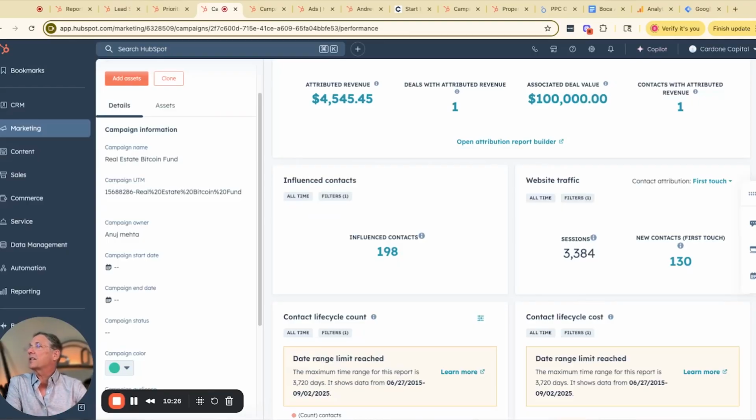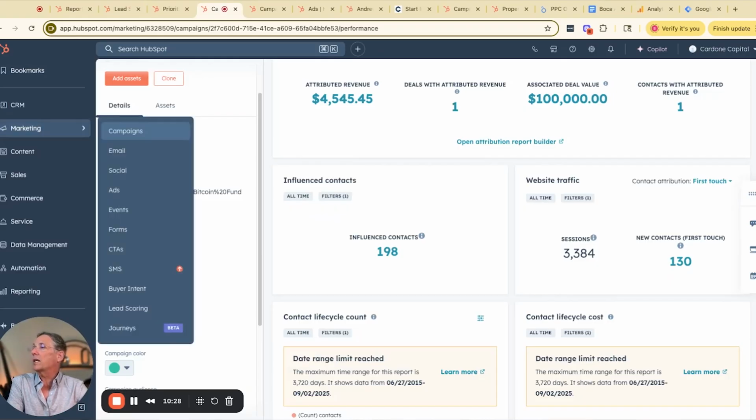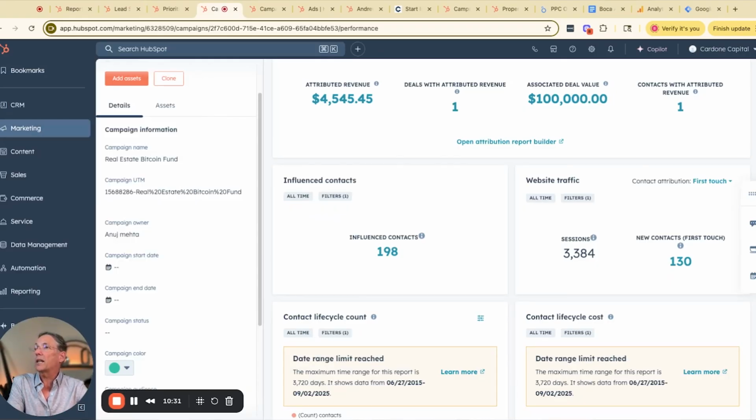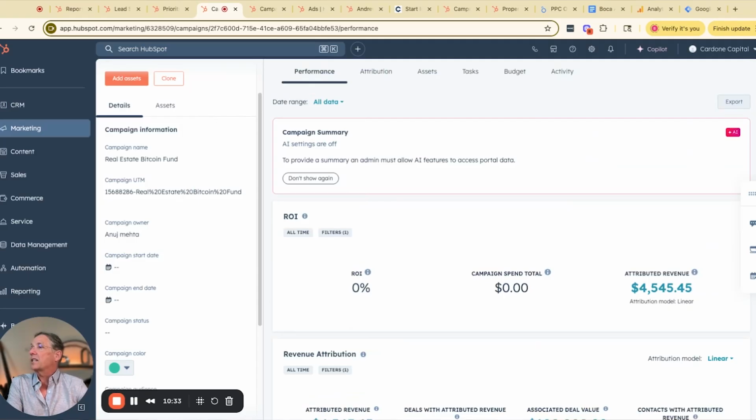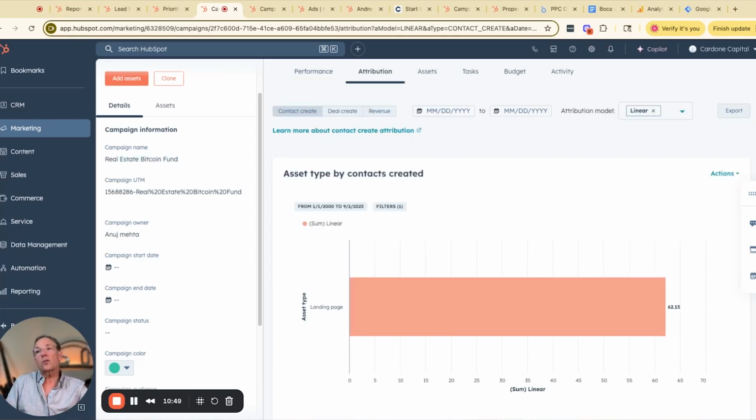We mentioned by campaign, ROI by marketing channel, and this is an example here. If I go into marketing campaigns, I'm looking at a campaign here. I can see that campaign. It's a real estate Bitcoin fund. We attributed this much revenue to that campaign. All of it, because we're driving that traffic, is all coming in through this one landing page.